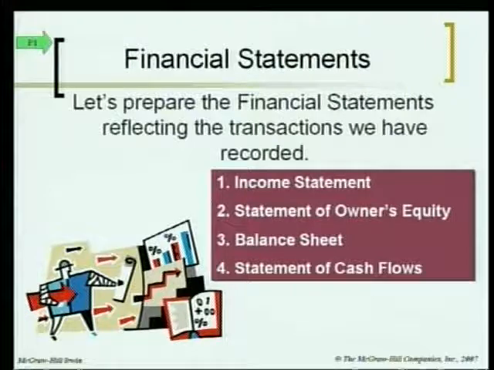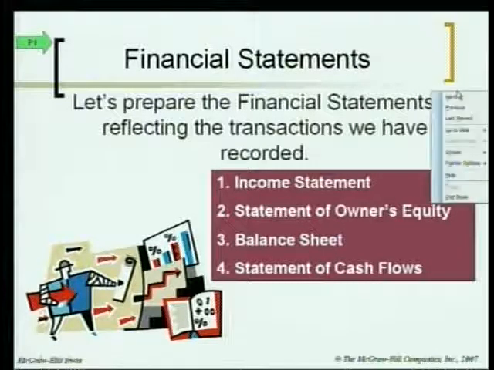Okay. Up on the screen or in your handout, these are the 4 financial statements that financial accounting is primarily interested in. Okay? Now, I want to say something very important here that I don't think your book emphasizes as much as I would like. Okay? The first statement is the income statement. The second statement is the statement of owner's equity. The third statement is the balance sheet. And the fourth statement is the statement of cash flows.